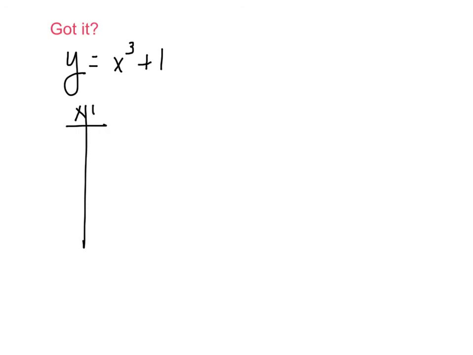So we're going to do the Got It, number 6, and number 7. So the Got It. I'm going to make my t-table, and I'm just going to plug in 0, 1, and 2. If I plug in 0 to the third power, that's 0 plus 1, which gives me 1. I plug in 1. 1 to the third power is 1, plus 1 is 2. 2 to the third power is 8. 8 plus 1 is 9.